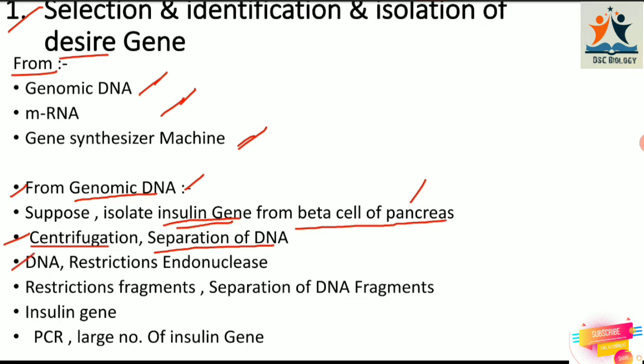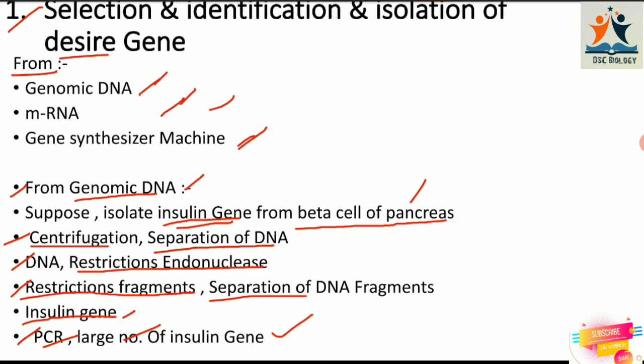Next we get the DNA and cut that DNA with the help of different restriction enzymes. Those restriction fragments, which are nothing but DNA fragments, we then separate by electrophoresis, and with the help of probes we identify our insulin gene. In this way we get our insulin gene in the lab. Then we perform PCR to get a large number of copies of our desired gene.